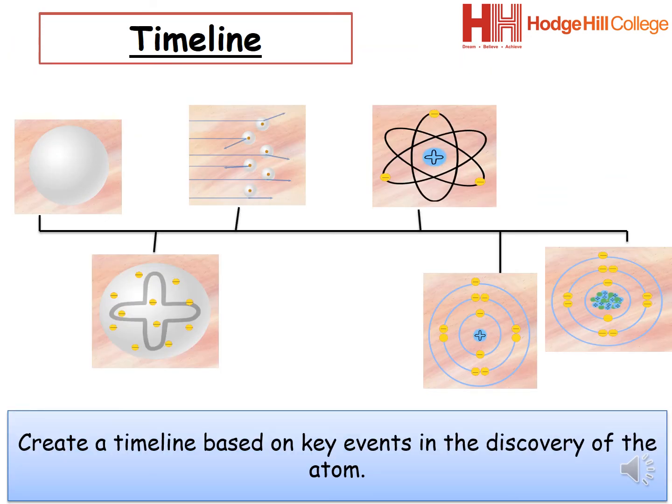By now, you should be able to describe how new experimental evidence may lead to a scientific model being changed or replaced. A simpler way of doing this is creating a timeline. Now pause the video, get a sheet of paper, and create your own timeline on the key events involved in the discovery of the atom. If you get stuck, just replay the video and fill in any gaps you have on your timeline.